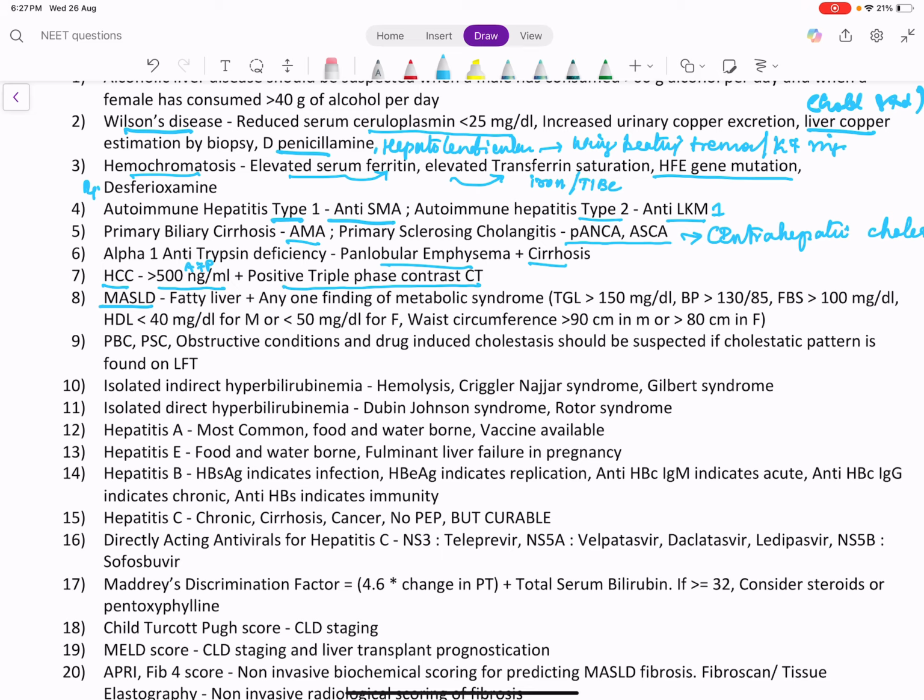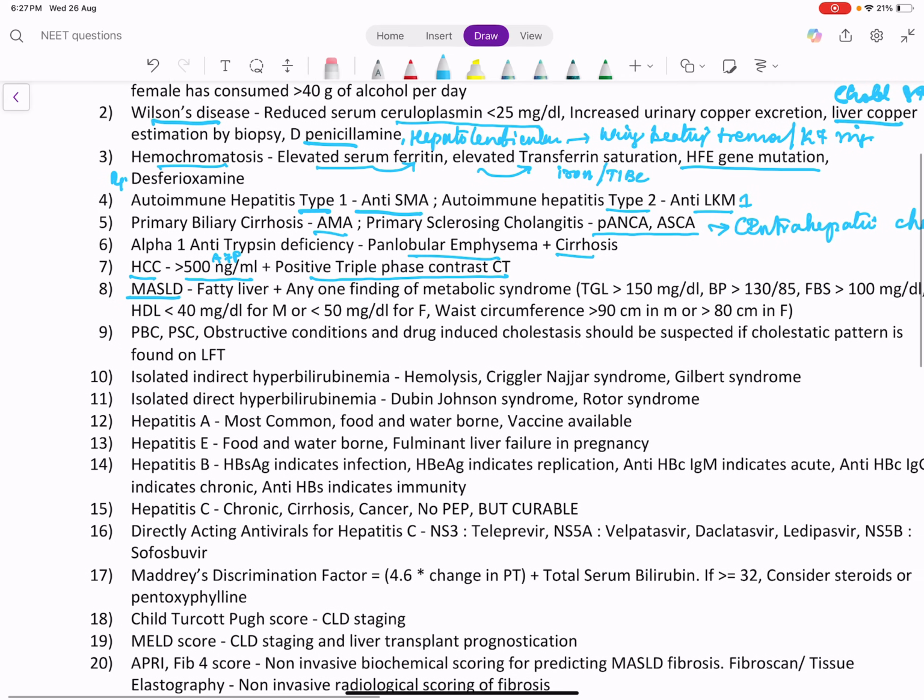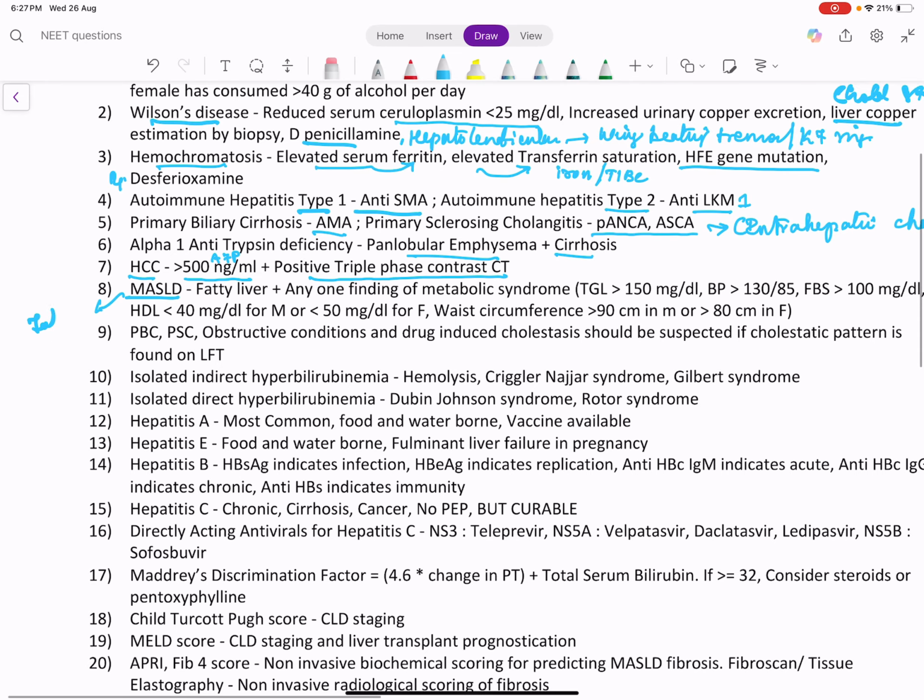MASLD is increasingly seen now, that is metabolic associated steatotic liver disease. The old terms were fatty liver or NASH. Now they have removed these terms. We say MASLD when there is fat accumulation in the liver plus one finding of metabolic syndrome. There are 5 criteria for metabolic syndrome. Even if one is present with fatty liver, it can qualify as MASLD.